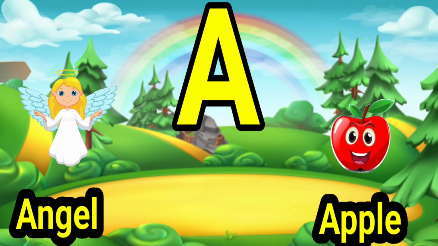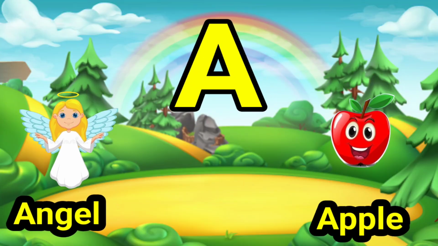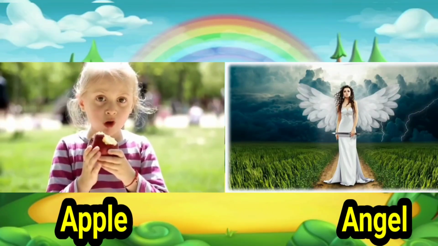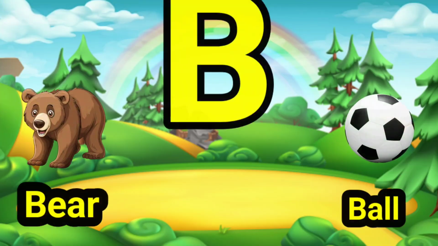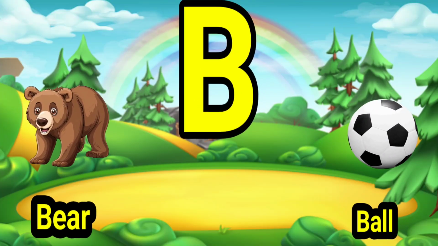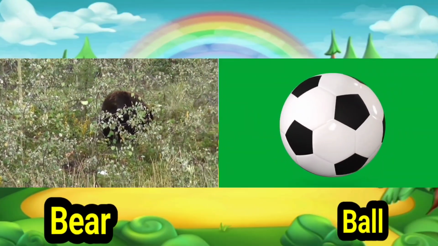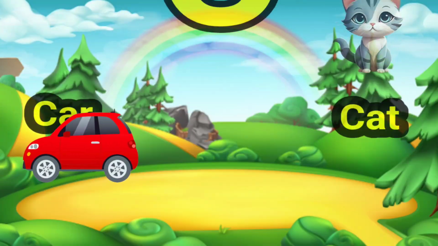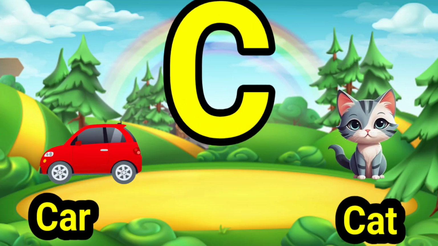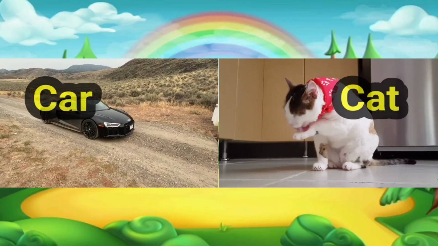A is for angel. A is for apple. Apple and angel. B is for bear. B is for ball. Ball. Bear and ball. C is for car. C is for cat. Cat.